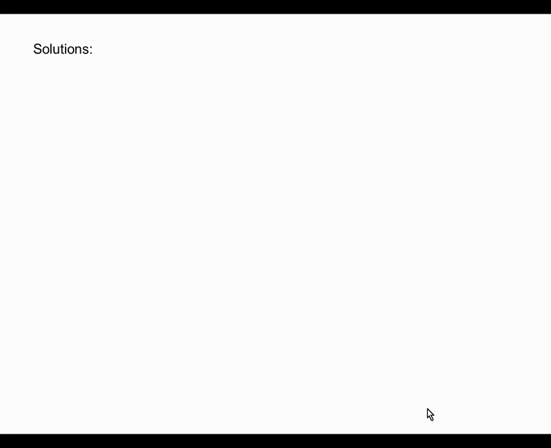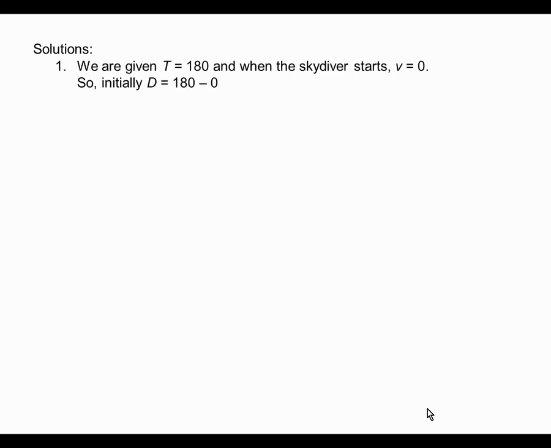Okay, our solutions. Number 1. We're given that T is equal to 180, and when the skydiver starts, v is equal to 0. So initially d, remember that's T minus v, is 180 minus 0, which is 180. So the initial value of d is 180 feet per second.